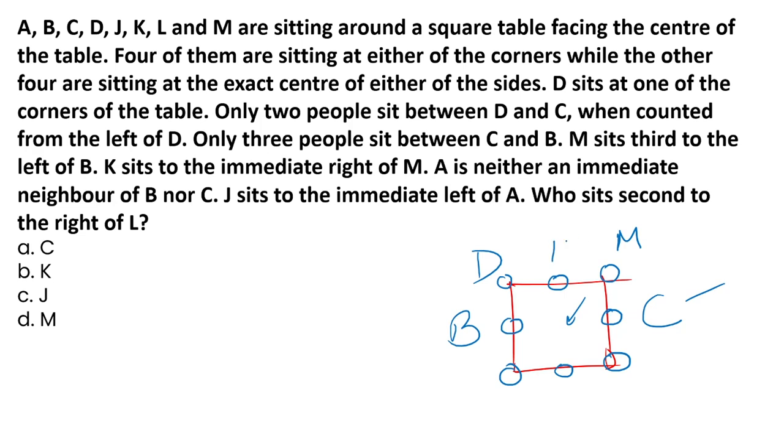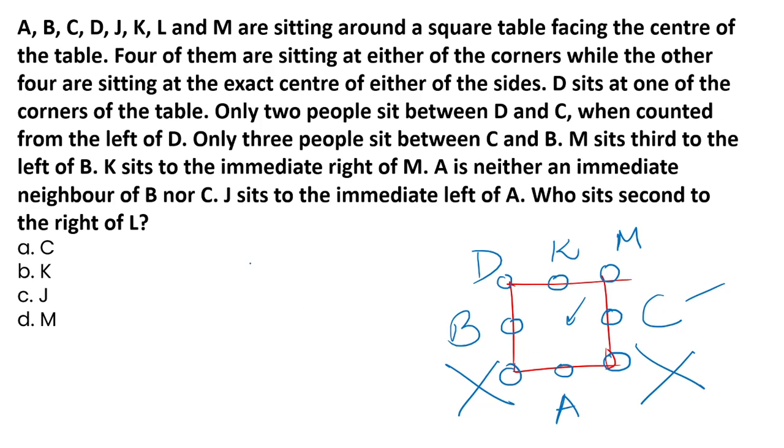A is neither an immediate neighbor of B nor C. So A cannot be next to B or next to C. A cannot sit in this place, so A will be placed here.